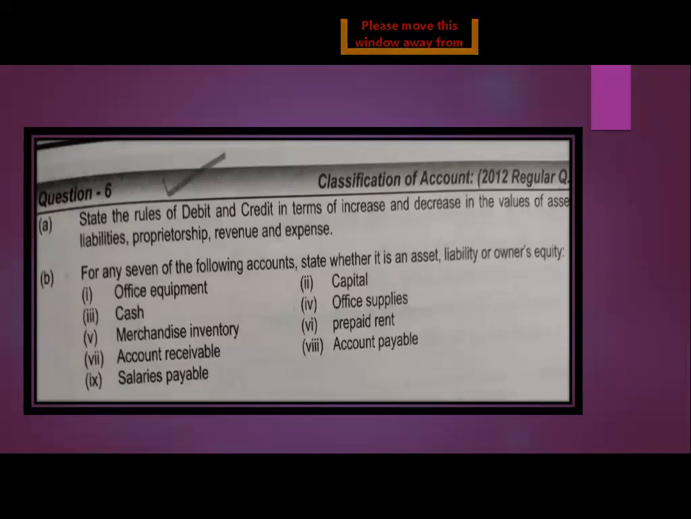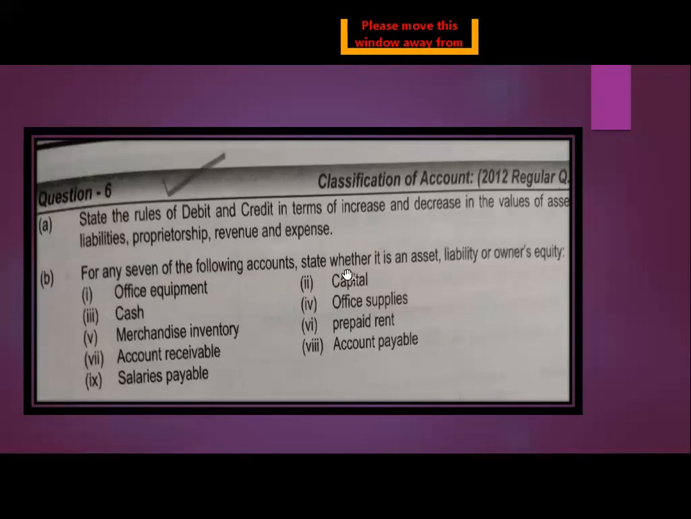तो अभी बेटे मैंने आप लोगों को जो रूल ऑफ डेबिट एंड क्रेडिट शो किया था वो इन टर्म्स ऑफ इंक्रीज एंड डिक्रीज ही शो किया हुआ है उसमें. ठीक है, फिर मैं क्वेश्चन नंबर 6 के पार्ट बी की तरफ आती हूँ. I proceed towards part B of question number 6. For any 7 of the following accounts state, आपने इनमें से किसी 7 की नेचर बतानी है एग्जाम में.